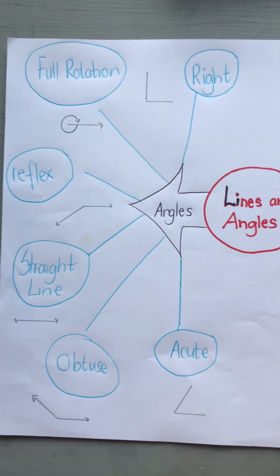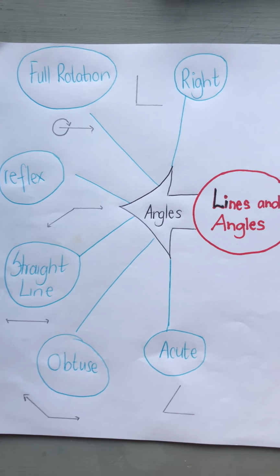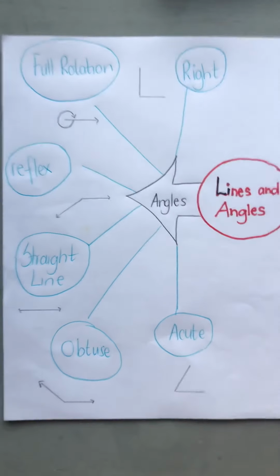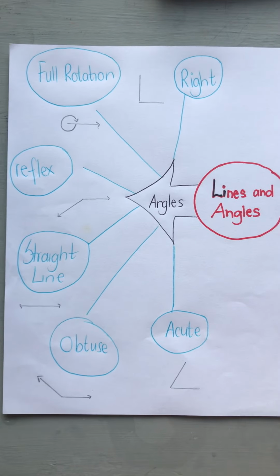Right, grade 5s, we're now going to fill in the other side of our mind map. Right, and these are all our angles. Now, many of these angles you learned in grade 4, so these should be fairly easy.